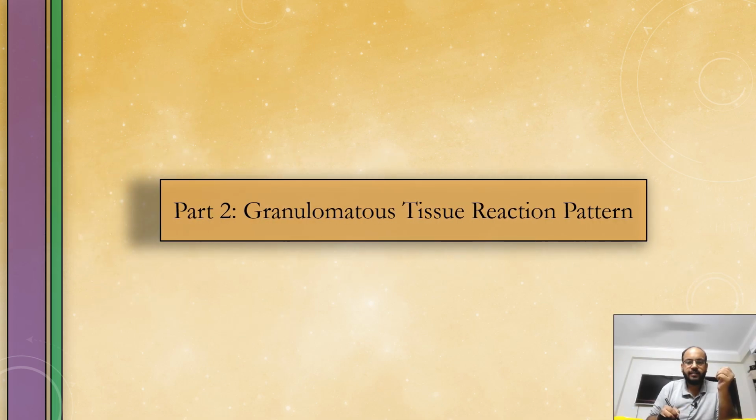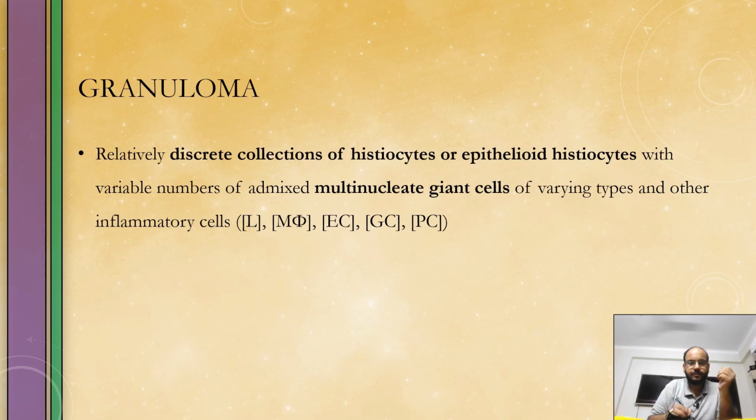So with that, let's start our discussion on granulomatous tissue reaction pattern. In order to understand granulomatous tissue reaction pattern, we need to know what exactly is a granuloma. Okay. So granuloma is a discrete collection of histiocytes.